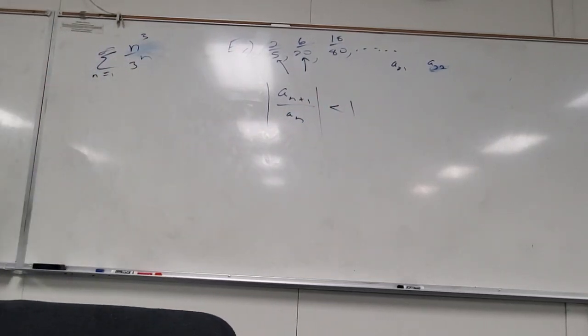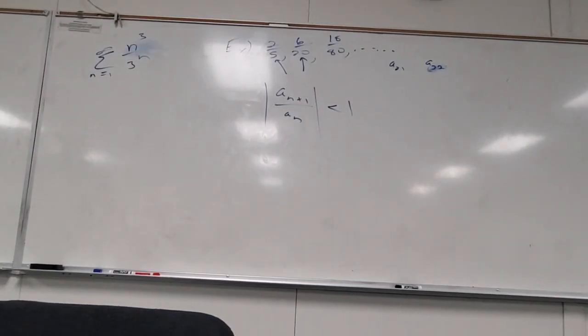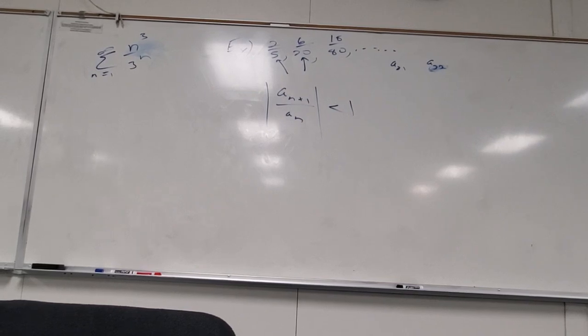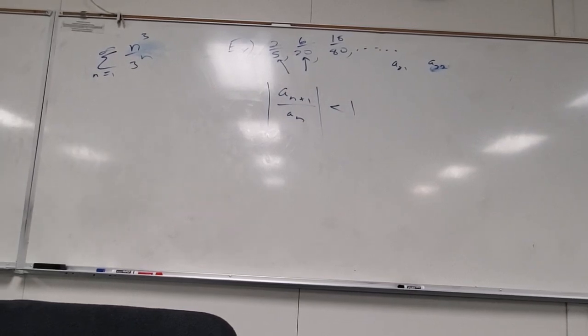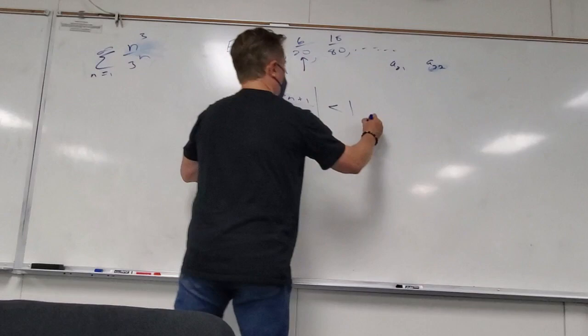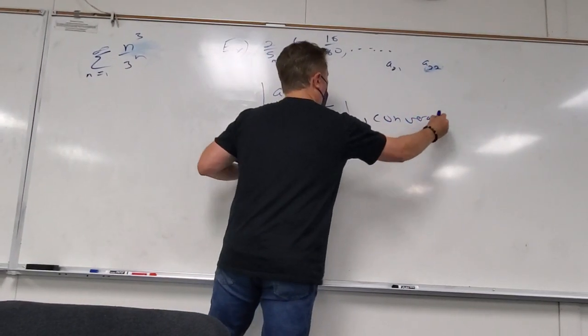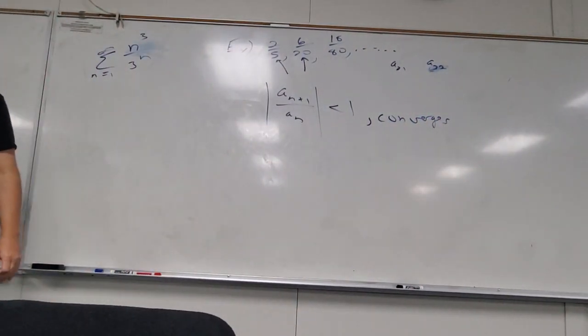Let me let that sit with you for a minute. If it's geometric, no matter which element I divide by the one before it, it's going to equal the R, right? And as long as that's less than 1, it converges. I like it.